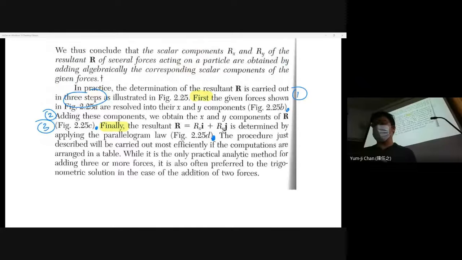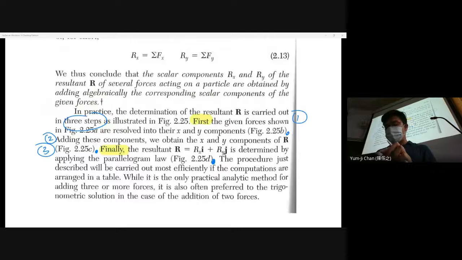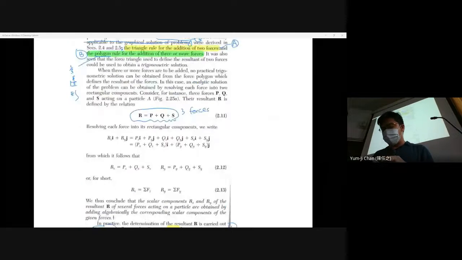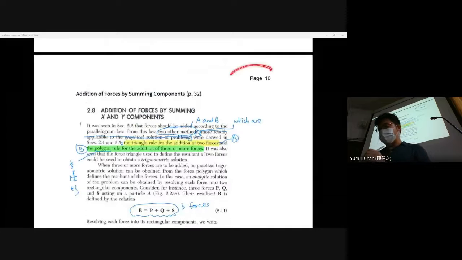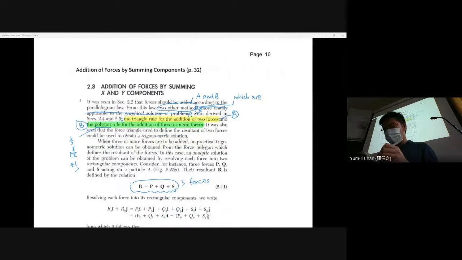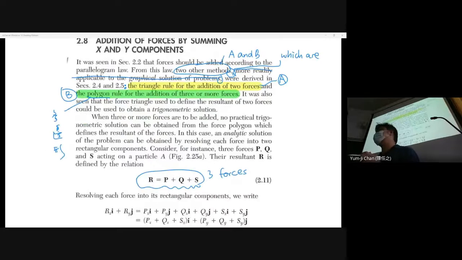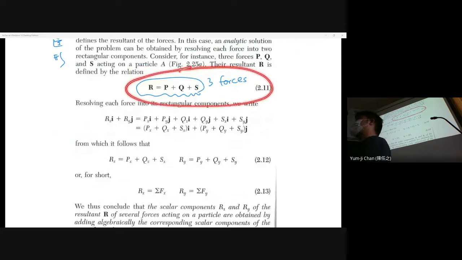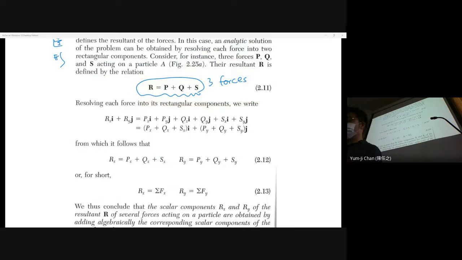So good morning, everybody. On Tuesday, we studied page 10, and I told you how to break down a long piece of English and how to study the sentences one by one. This page is talking about how to add three forces together.